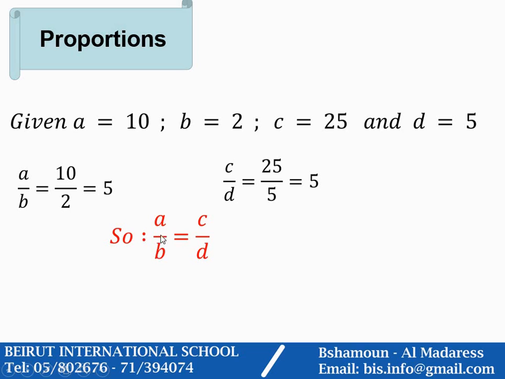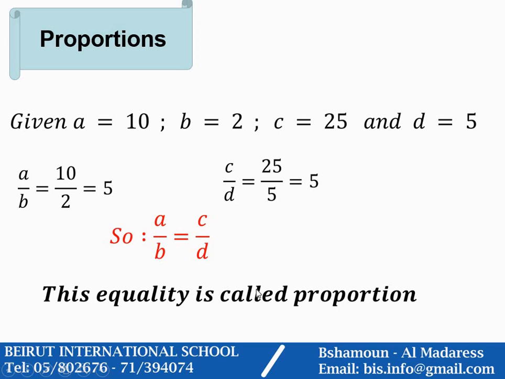And whenever you have two quotients that are equal, this equality is called a proportion. So a proportion is an equality between two quotients. A over B is equal to C over D. So this is a proportion.